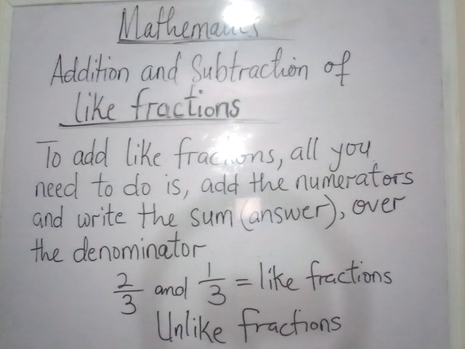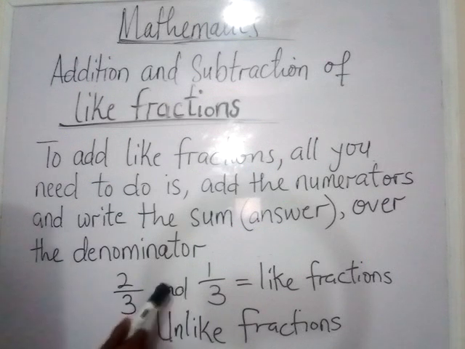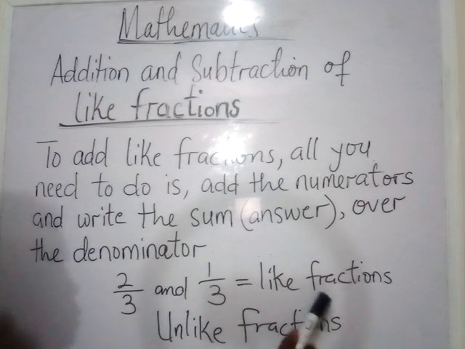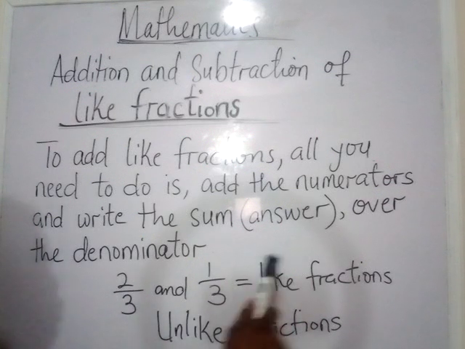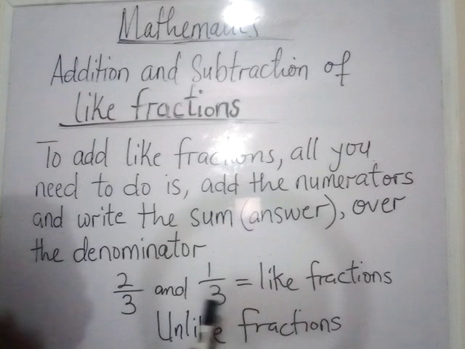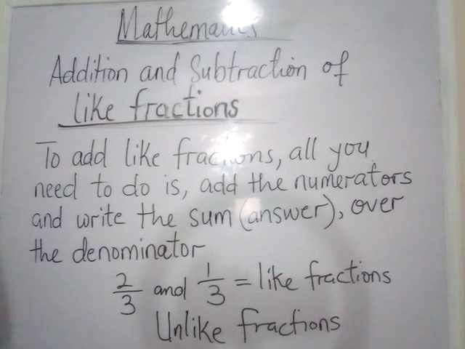Okay, for example, you have a number here on the board, 2/3 and 1/3. Assuming we're asked to add these numbers, your 3 will still remain as your denominator. You're not adding the 3. All you need to do is just add the 2 and the 1. You add the 2 and the 1, the answer you get, you write it over the 3. You just pick the 3 and write it. Okay, so we're going to look at a few examples so that we understand this concept better.